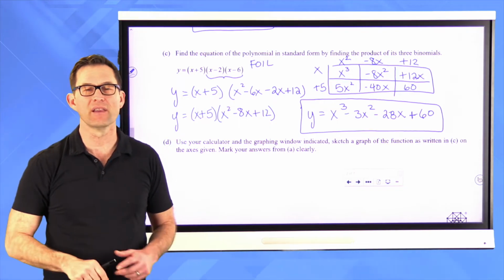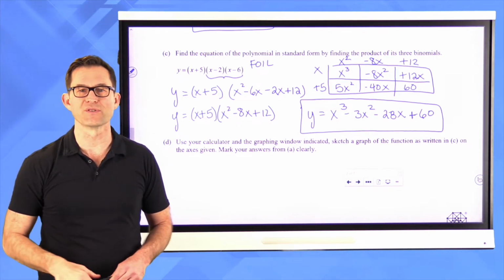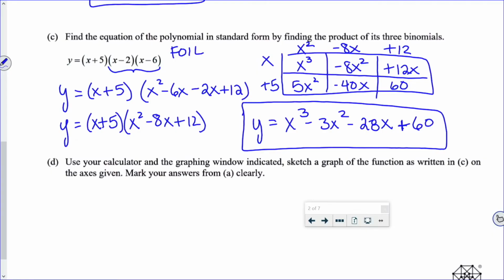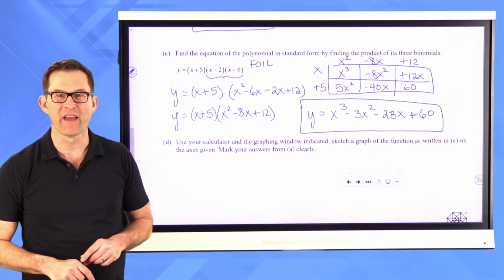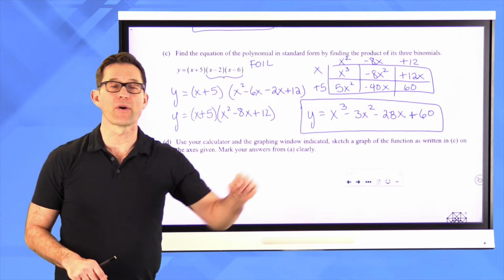And now let's take a look at letter D, where we're going to allow our technology to do some magic. Let's take a look. Use your calculator and the graphing window indicated. Sketch a graph of the function as written in C on the axes given. Mark your answers from A clearly. Well, we already marked our answers from A clearly, but let's put this into our graphing calculator.